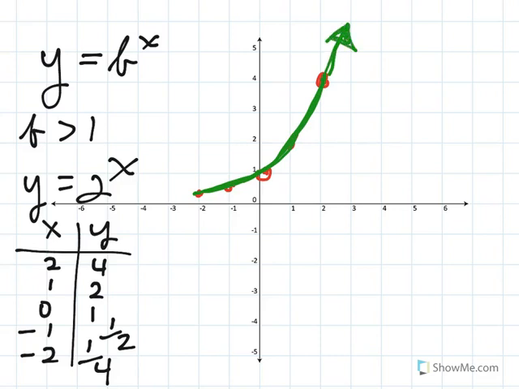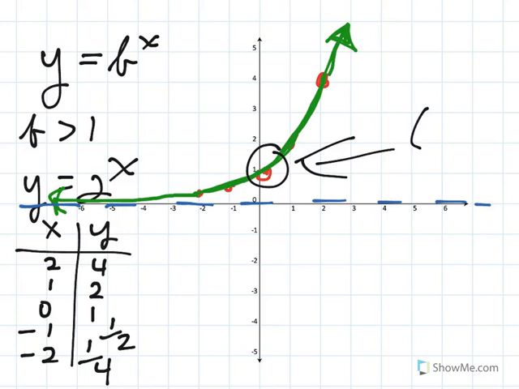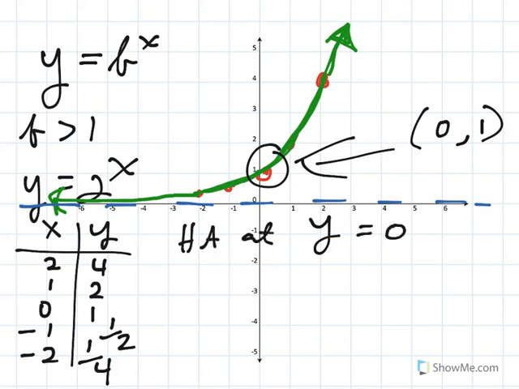And as x becomes more and more negative, the y value gets closer and closer to 0, but it never makes it to 0, so we get this, which I'll draw in as a blue asymptote. So things to notice: one is that this has a y-intercept of (0, 1). And another is that it has a horizontal asymptote at y equals 0, or the x-axis.